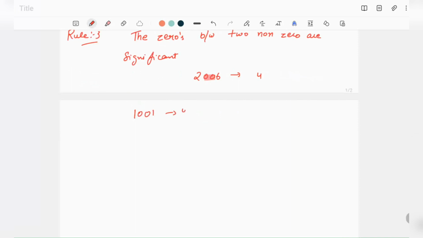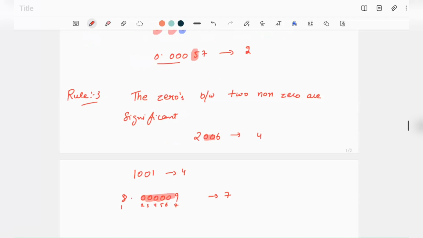1001. Again, 4 significant figures. 8.000009. So the zeros between the two non-zero digits, you have to count the zeros as significant figures. चाहे digit है, चाहे नहीं है, चाहे point है, चाहे नहीं है, you have to count the zeros if they are between the two non-zeros. So there are 1, 2, 3, 4, 5, 6, 7. There are 7 significant figures. Remember this, the zeros between two non-zero digits are going to be considered as significant. Very, very important example. Let's see next. Rule number 4.